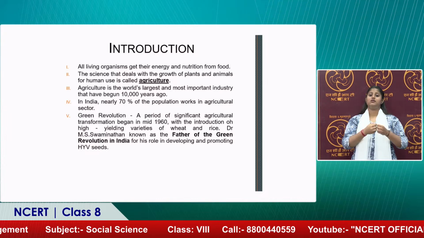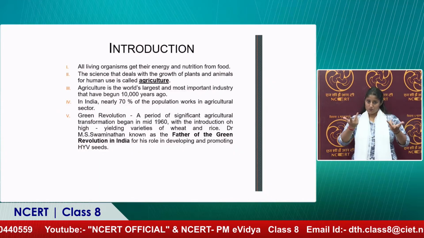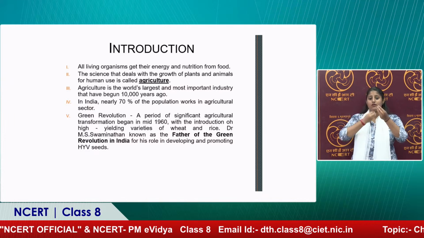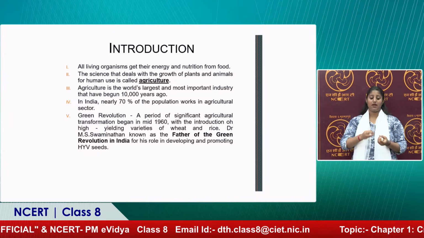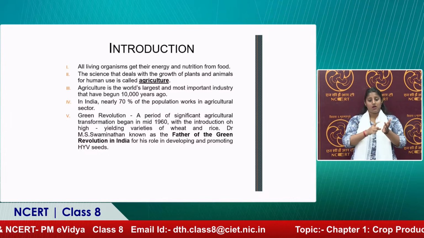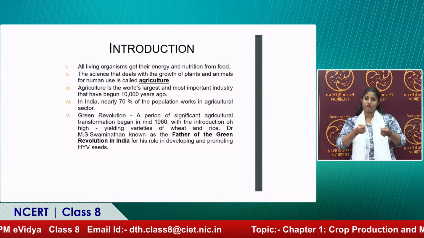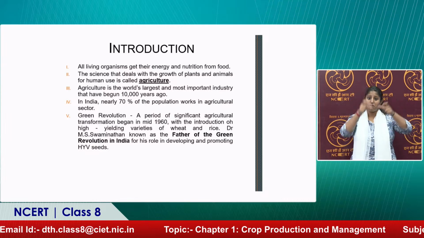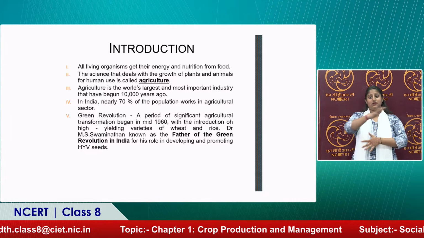This agricultural industry is 10,000 years old. Before that, people used to wander around to find food. They were eating fruits and roots. Then they started to grow crops, they started cultivation, and civilization started. Now if we talk of our country, 70% of the population is working in the agricultural sector.